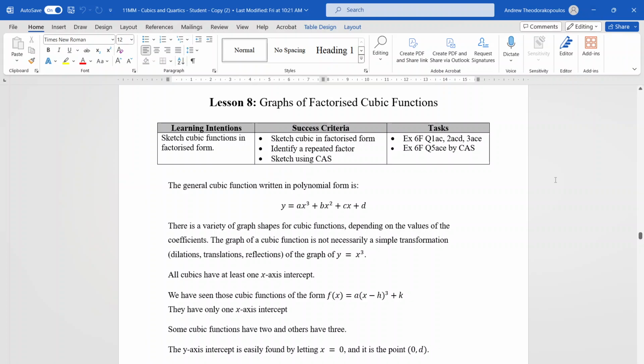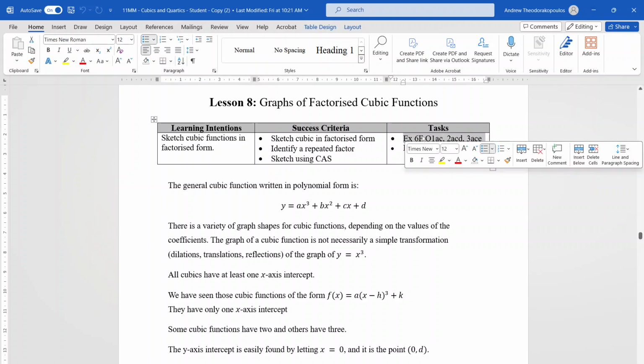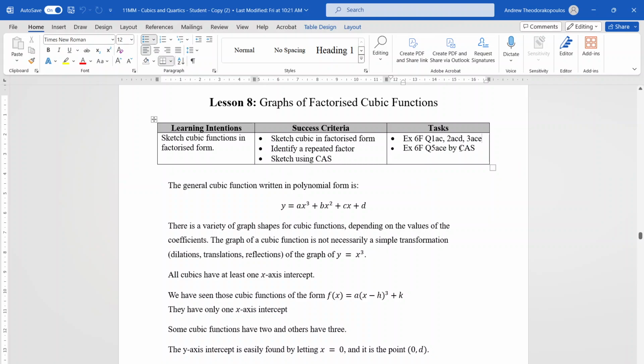So as you can notice up here, you'll see that the questions we need to do by hand are these ones, and the ones we need to do by calculator are the bottom ones.